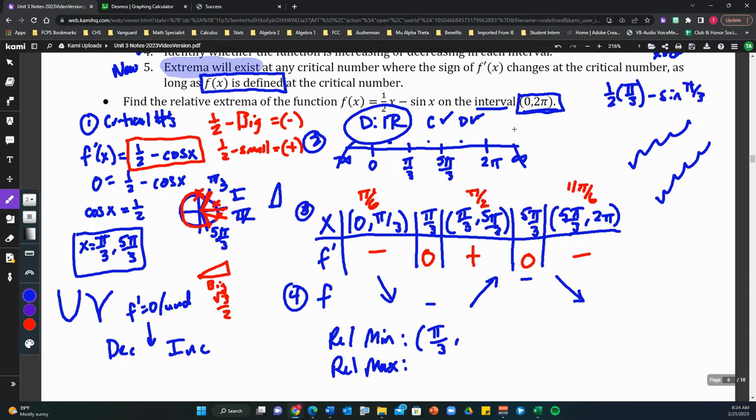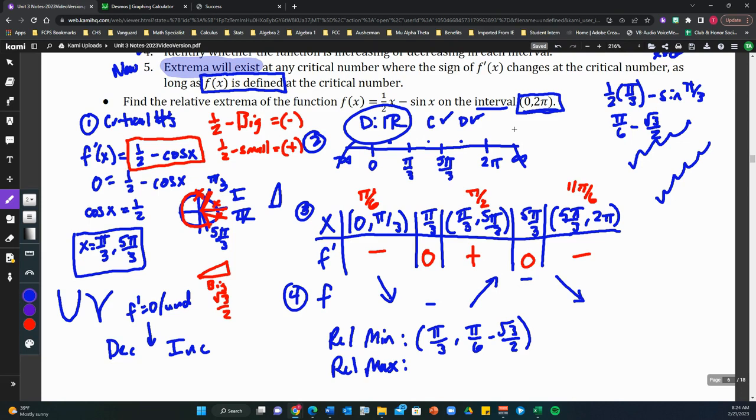Well, pi over 3 is the tall, skinny guy. Tall means big y-coordinate, so that would be 1/2 of pi over 3, which is pi over 6. Sine of pi over 3 would be square root of 3 over 2. There's not a pretty way to write this guy, but that is the exact form of that y value.